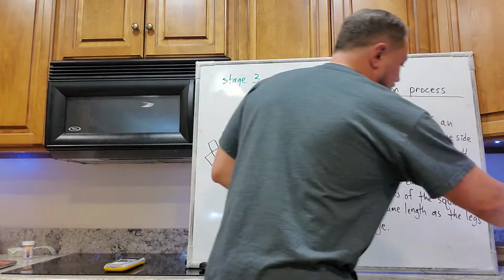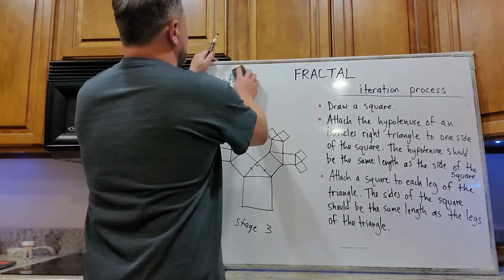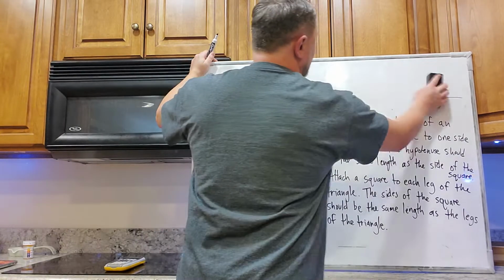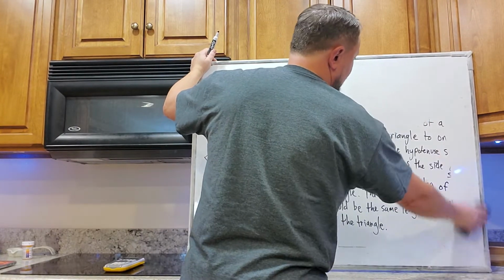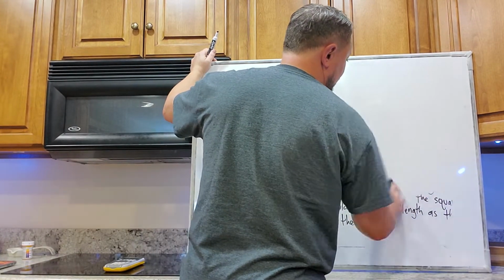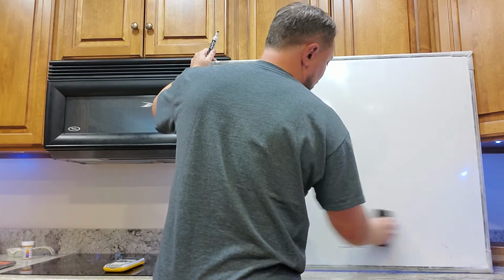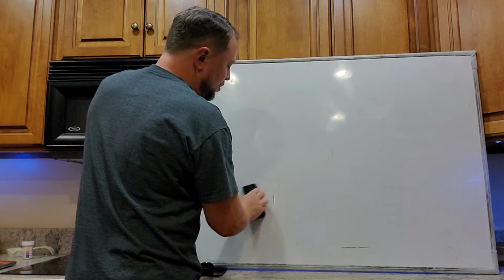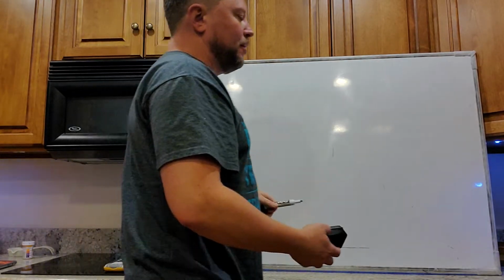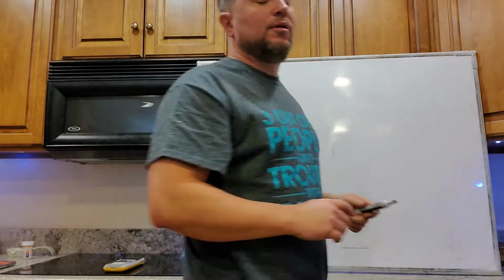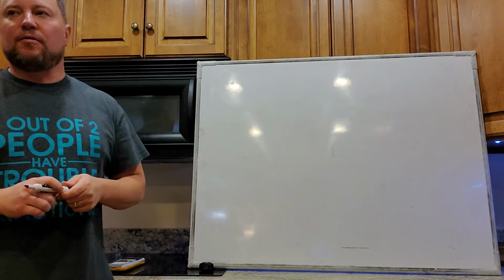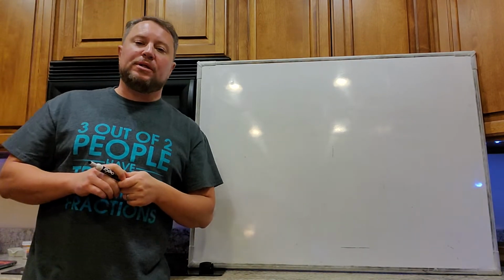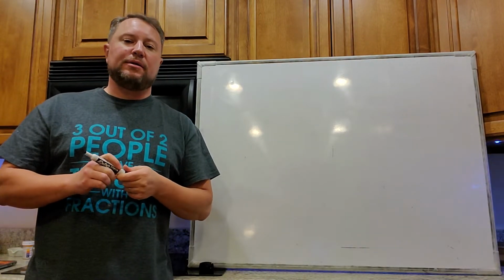One of the types of fractals that I want to do next is what is called a Sierpinski triangle. Okay, fractals are often named after the people that discover them. One of the first fractals ever discovered was discovered by a mathematician by the name of Mandelbrot.